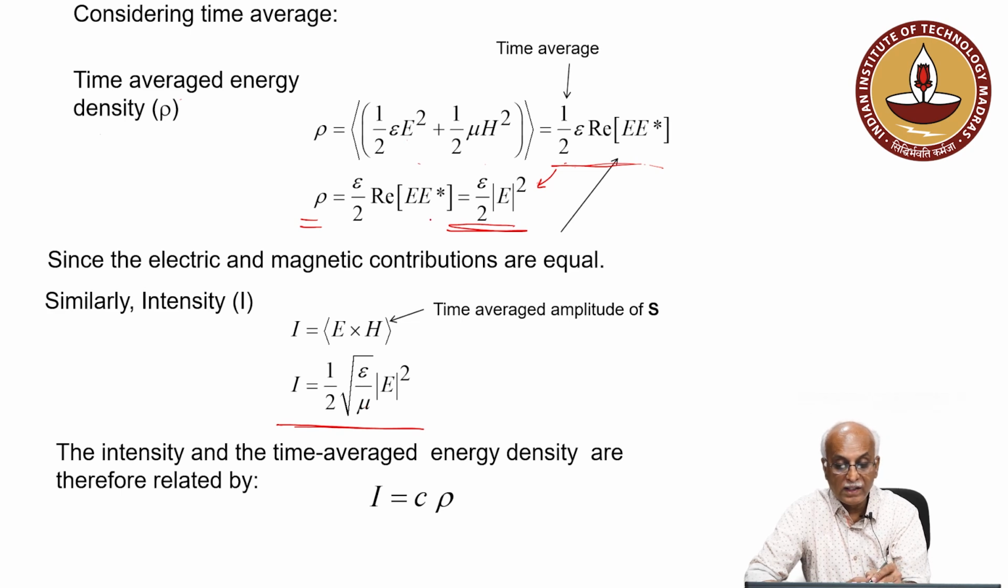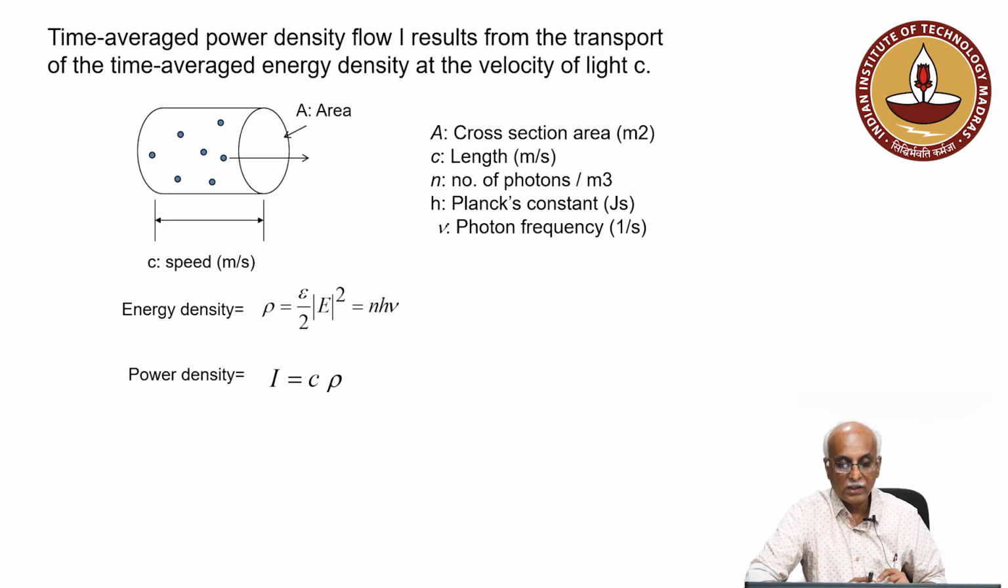The relationship between the average energy density of the electromagnetic wave and the intensity of the light is given by I is equal to c into rho, where c is the speed of light either in free space or in the medium through which the electromagnetic wave is propagating. The time average power density flow results from the transport of the time average energy density. Intensity results from energy density with the relationship I is equal to c into rho. It is a very important term.